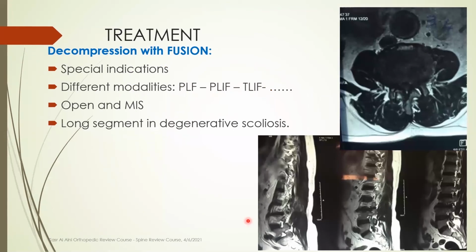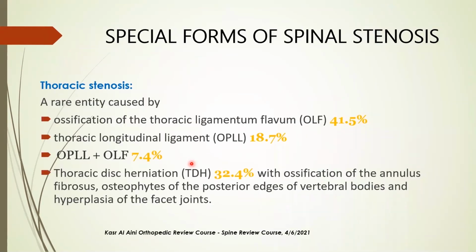There are special indications for fusion. As we mentioned, in this case, there is significant narrowing. You can hardly do proper decompression without sacrificing the facets. And here also you can see significant foraminal stenosis, so possibly you will need to sacrifice the facets for fusion. Different modalities of fusion: posterolateral fusion, PLIF and TLIF, open and minimally invasive, and sometimes long segment like cases of degenerative scoliosis.